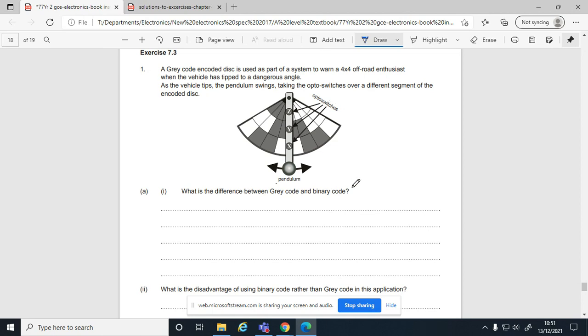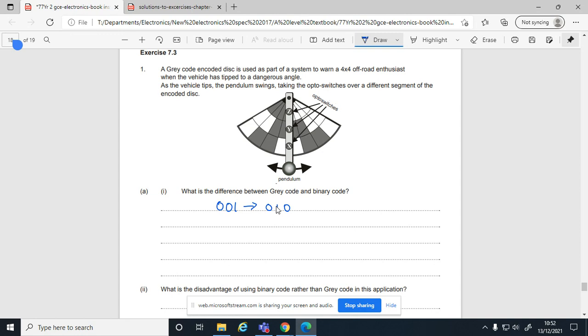Now, obviously, what's the difference between grey code and binary code? The main difference is grey code only gives you one change for every segment. Binary code can give you several changes. What do I mean by that? Well, let's go from 0, 0, 1. The next one in binary will be 0, 1, 0. You've got two changes there. Look, the least significant bit and the one next to it changes. Grey code, you only get one change for every binary level.